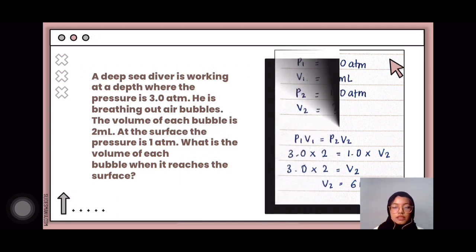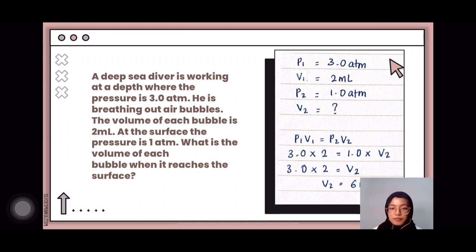So this is how we solve it. So we know that the initial pressure is 3 atmosphere. The initial volume is 2 milliliters. The final pressure is 1.0 atmosphere. But we don't know the final volume.